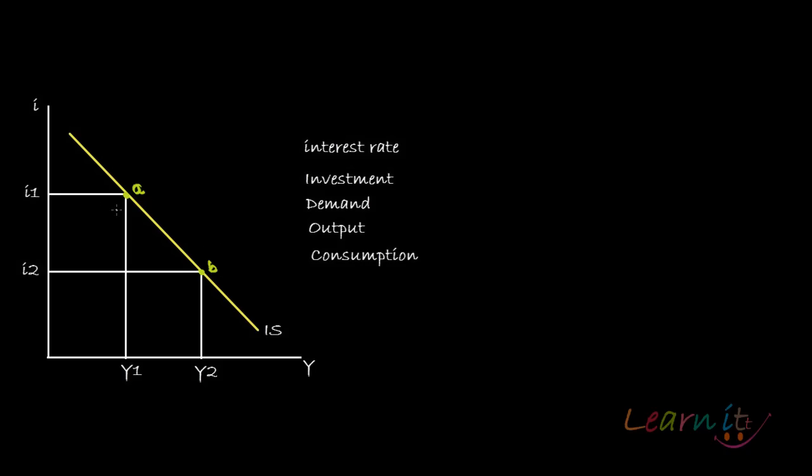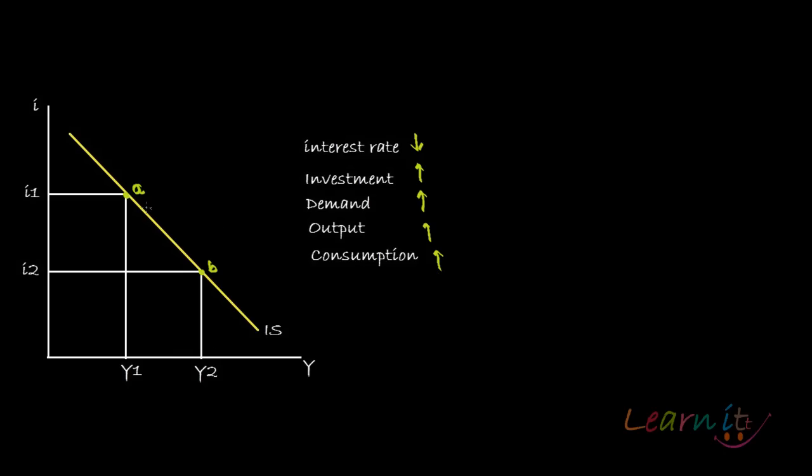If you move from point A to B, first thing which you would see is that interest rate is falling. Interest rate is lower at point B as compared to point A. Now, because of lower interest rate, investment is higher. And because investment is higher, demand is higher. That is, autonomous demand or autonomous spending is higher. When autonomous demand is higher, output is higher or income is higher. Because income is higher, consumption is higher at point B.